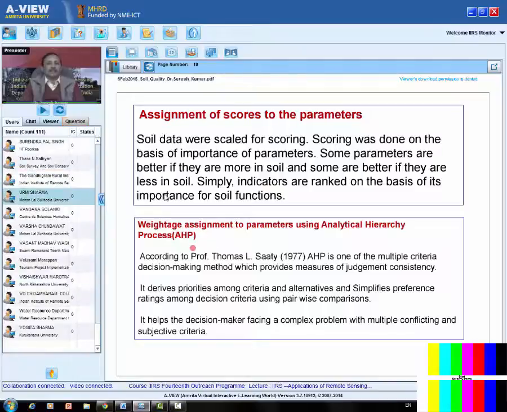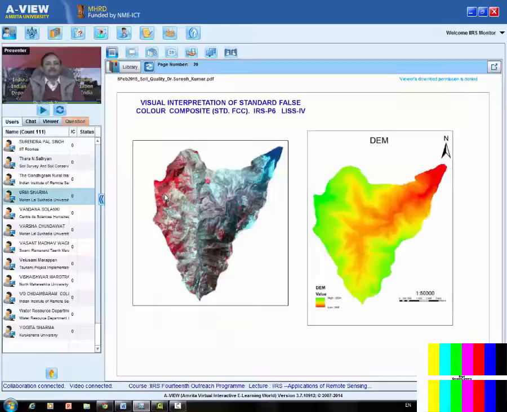Then we assign the weightage for the various properties with the AHP. Here I am showing you an example, one hilly area in Tehri district of Uttaranchal. This is the satellite data. Here you are getting the forest area in cyan color. This is agricultural land, and this is the water body, the Tehri Dam area water body, and this is one of the watersheds, and we want to study the soil quality in this watershed.